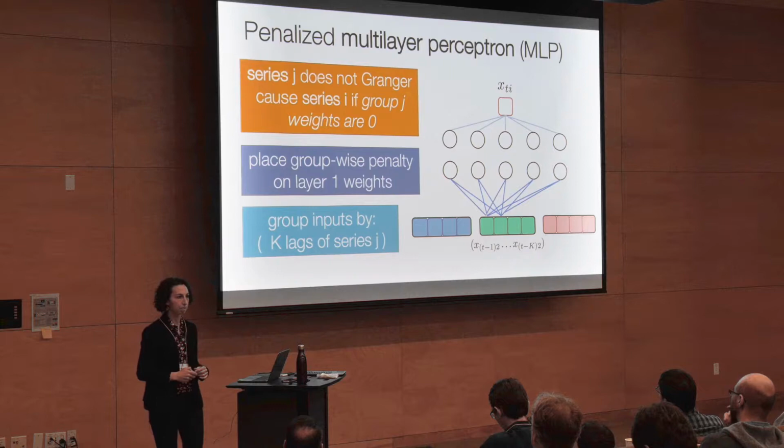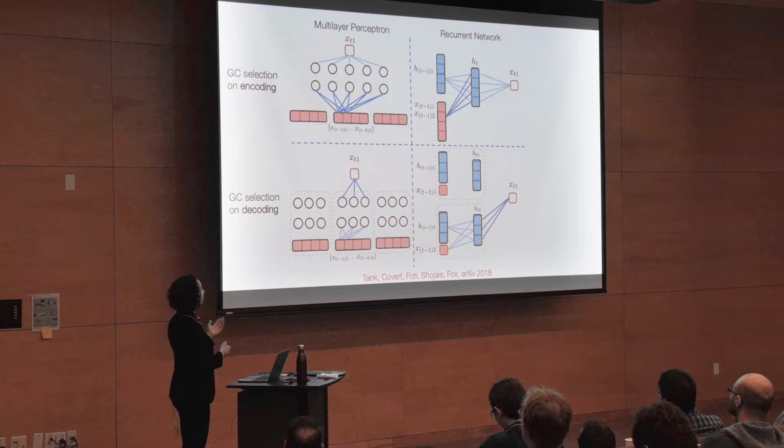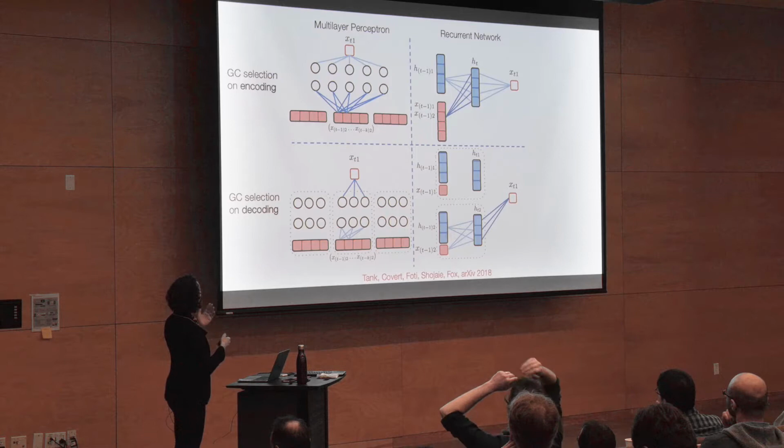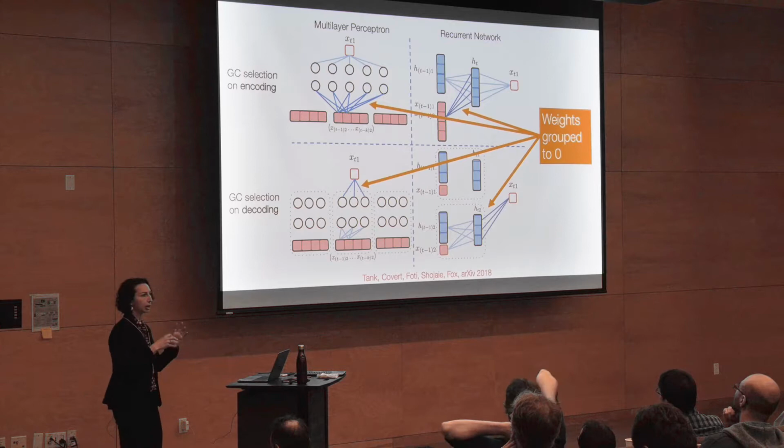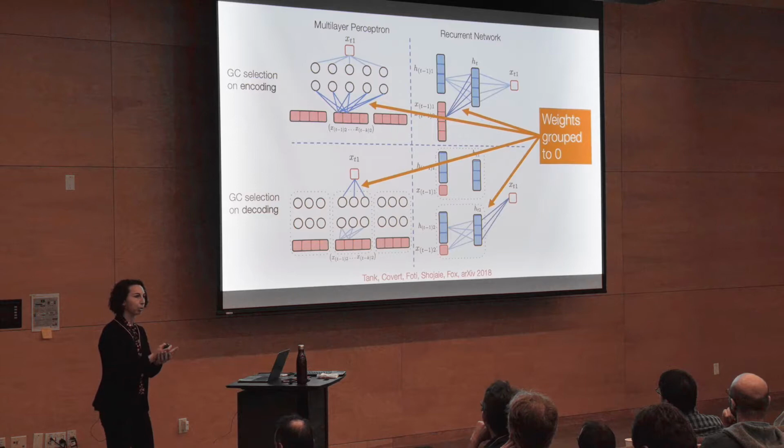Okay, well, we can do this in the context, not just of MLPs, but also recurrent neural networks. And we can also formulate things not just on the encoding stage, like we've talked about, but also on decoding. But the key thing is just identifying these groups of weights, where if you place penalties on those groups and drive an entire group to zero, you're inferring this structure of interaction between the series.